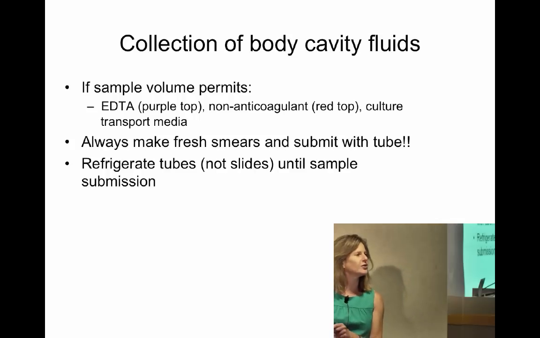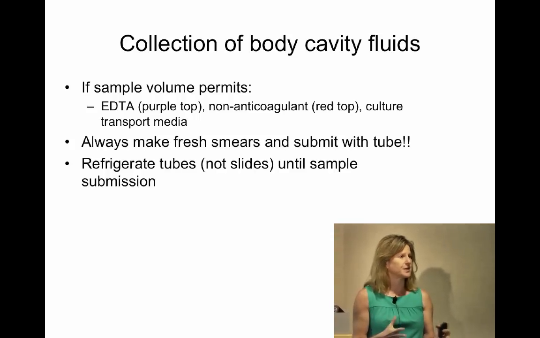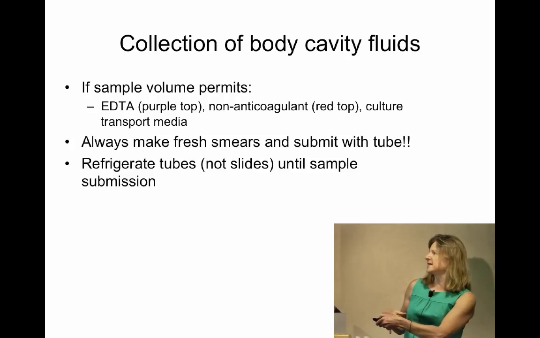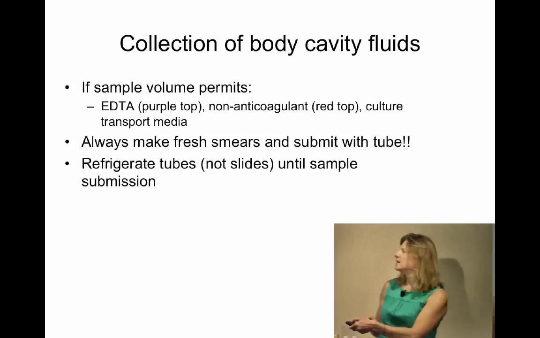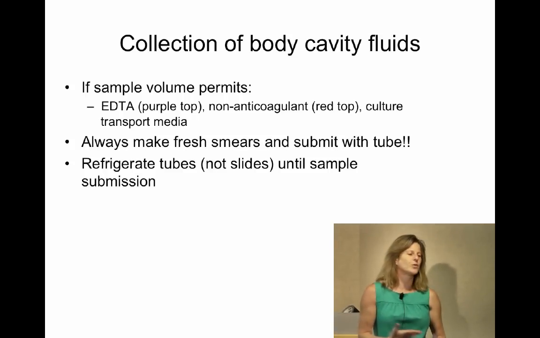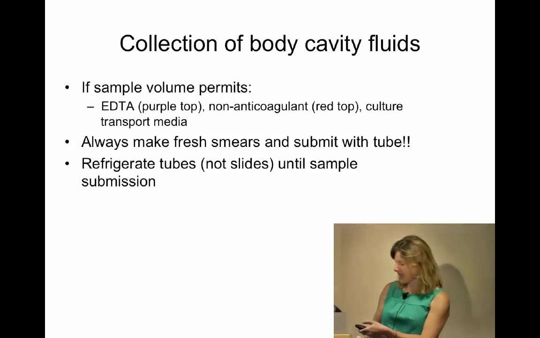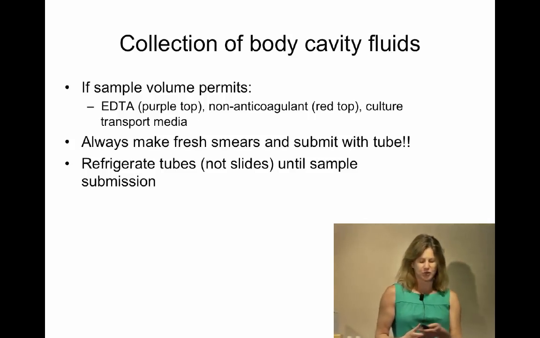If it doesn't clot, you know that bleeding is pre-existing, because blood clots and defibrinates pretty quickly in the abdominal cavity. If you anticipate any culture, we can do it off a non-anticoagulant tube, but it's better to put it in culture transport media. And always make fresh smears and submit them with the tube, because we're trying to avoid some of these artifacts, which I'm going to go through, that occur with sample storage. And just like we do with hematology, refrigerate the tubes and not the slides to prevent or delay these artifactual changes.